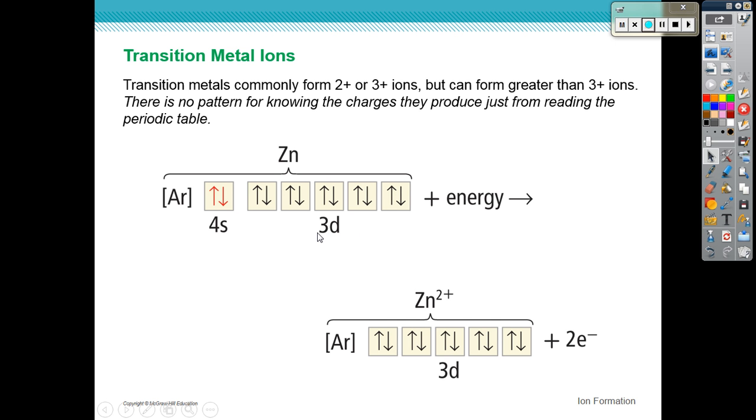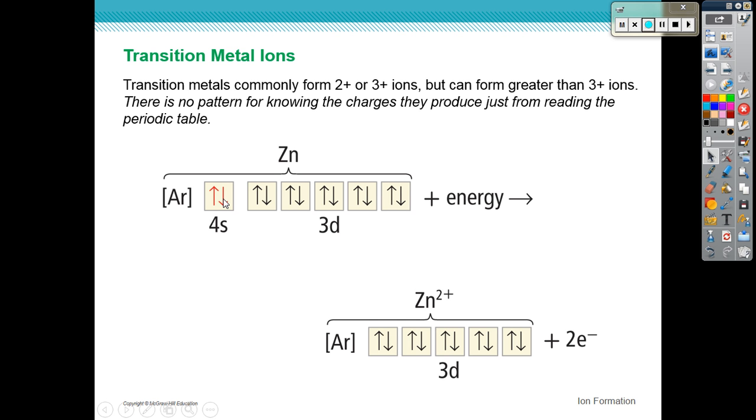Just because we wrote 3d last does not mean that 3d is the outermost shell. It's whatever the highest energy level is. That's the outermost shell, as we discussed before. So that would be 4s. 4s is the valence shell, and you see there's only 2 electrons there. So zinc is going to lose those 2 electrons.